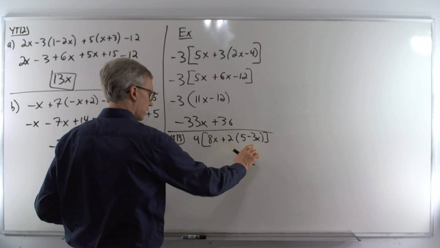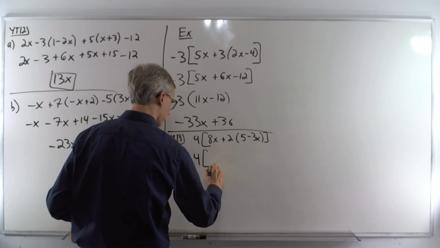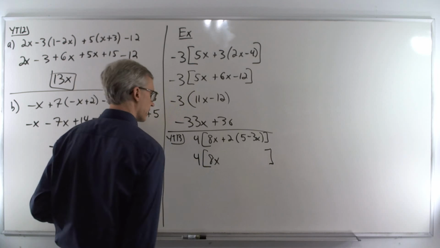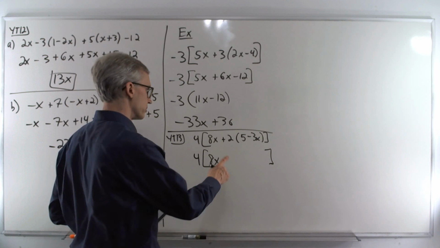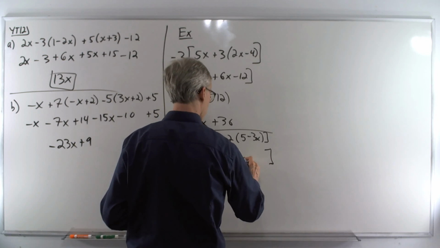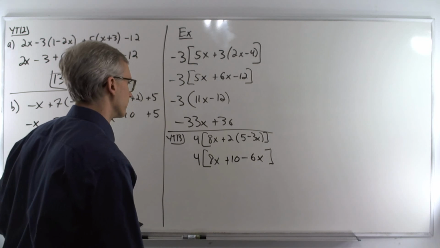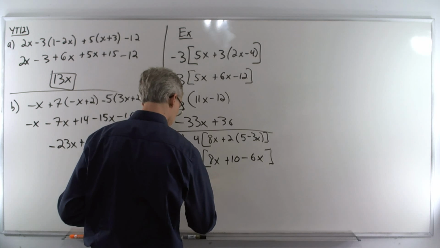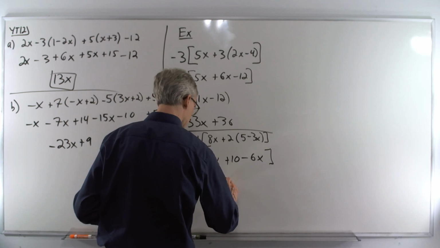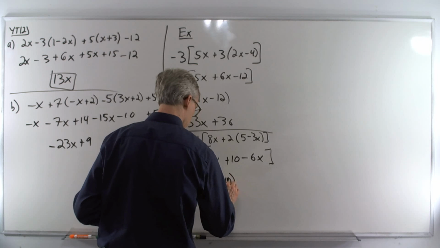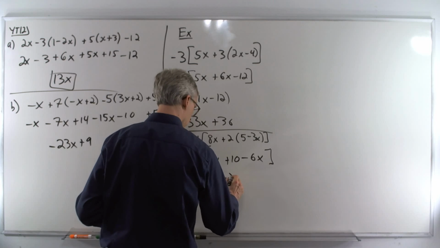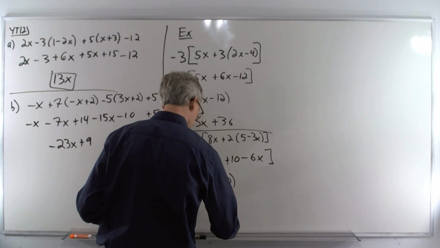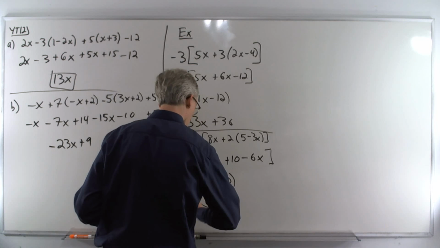All right, we'll distribute on the inside first. I'm going to write down everything we're not going to touch. All that stays. All right, now I'll distribute 2 in and we get 10 minus 6x. Now we can combine like terms on the inside. 8x minus 6x is 2x, so that gives us 4 times 2x plus 10. And then finally distribute the 4 in, and that gives us 8x plus 40.